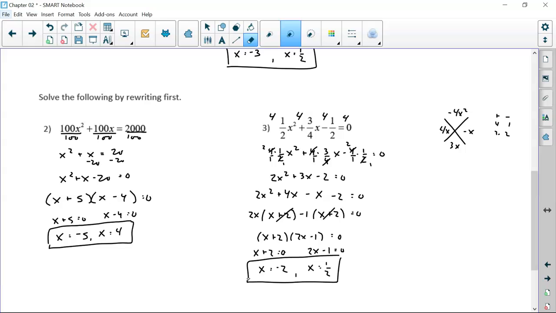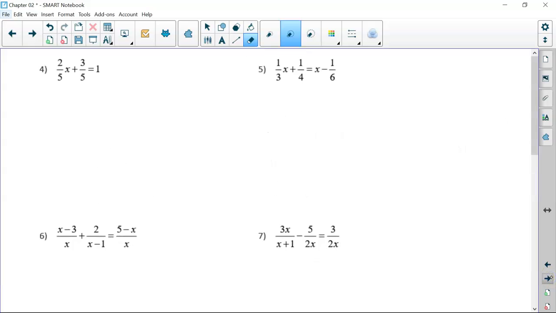On the next page, please. Problem number 4. Our common denominator is 5, so we can get rid of the fractions by multiplying each term by 5. 5 once, twice, 3 times.